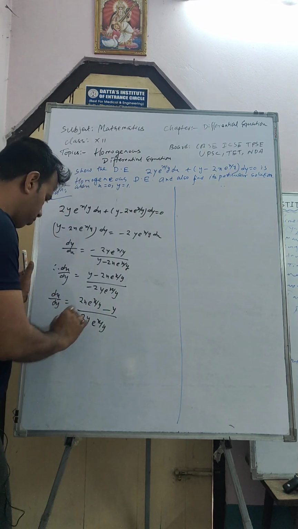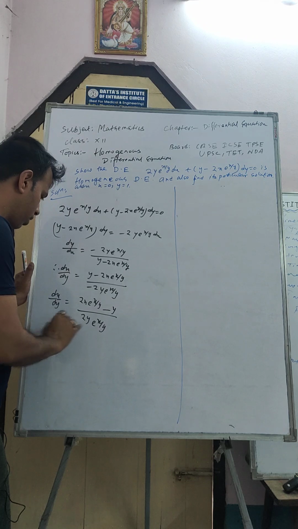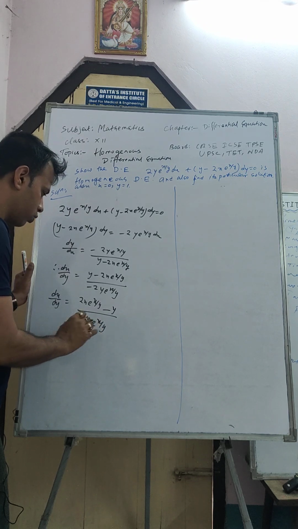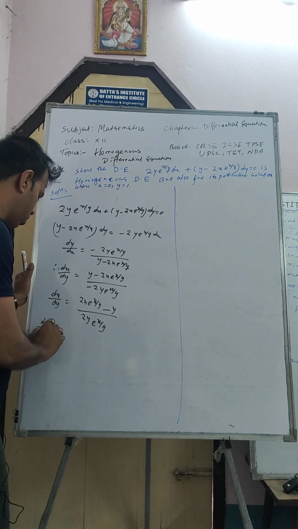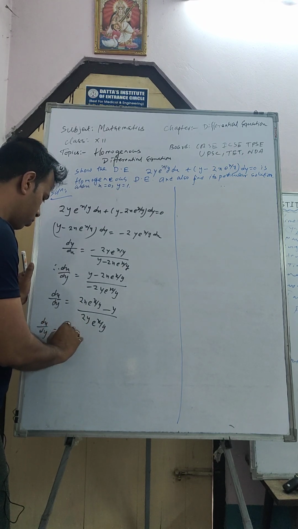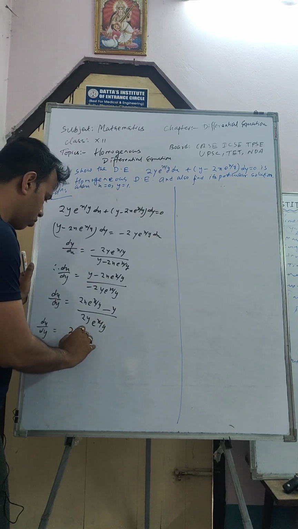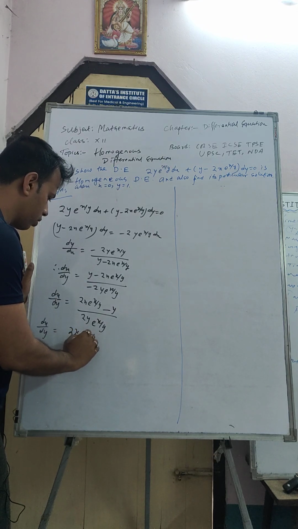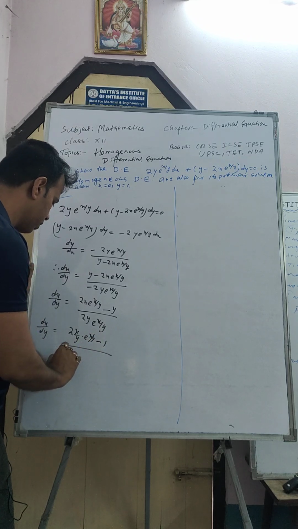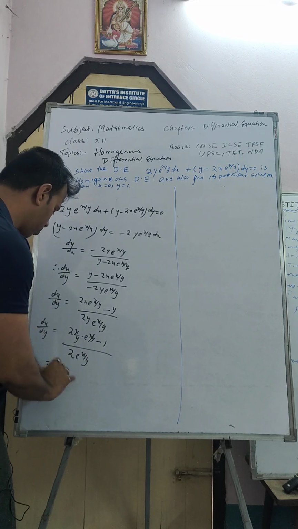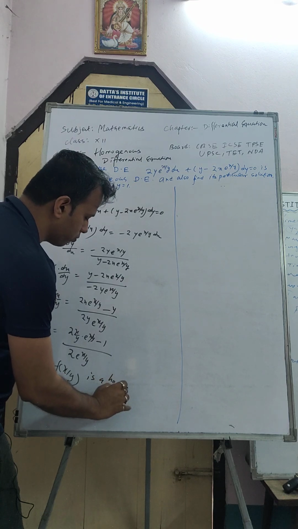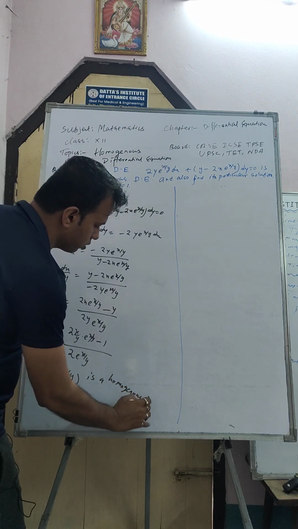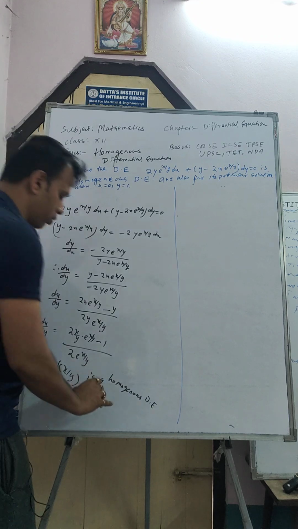So if I divide it by y on both sides, in the form of dx by dy, it will become 2x by y e to the power x by y minus 1 by 2 into e to the power x by y, and it is in the form of x by y, a homogeneous differential equation. Okay, proved. It is proved.